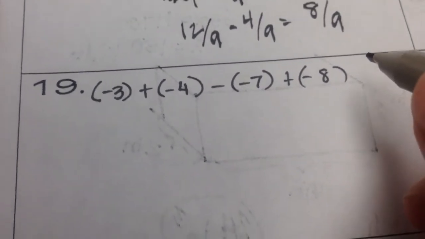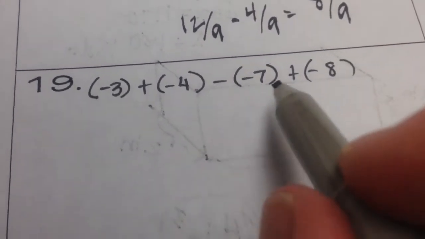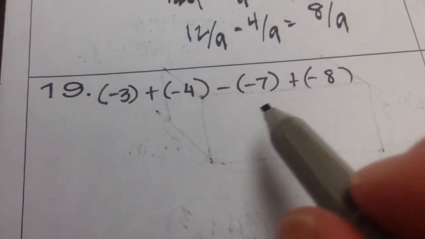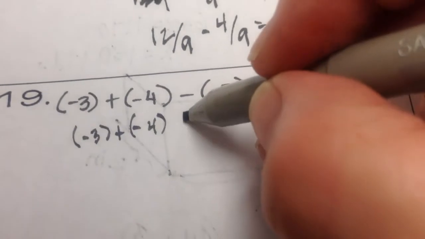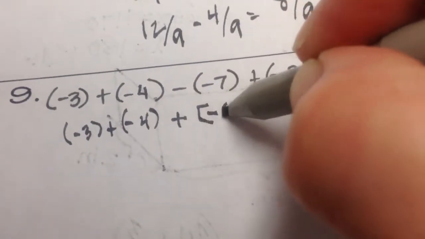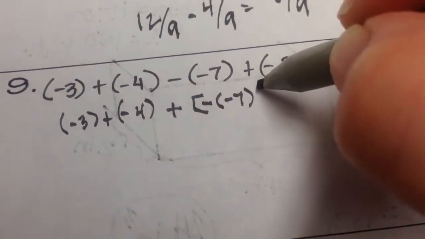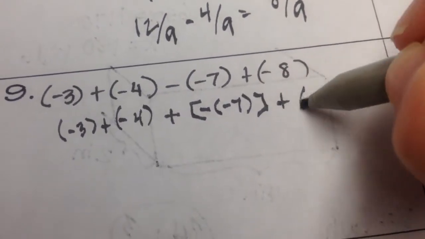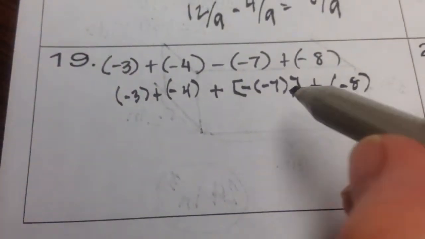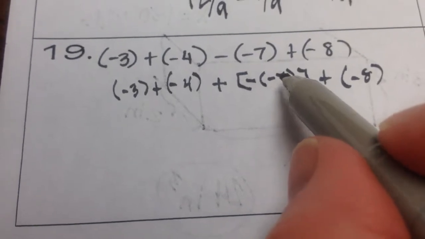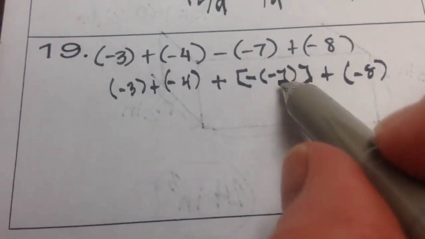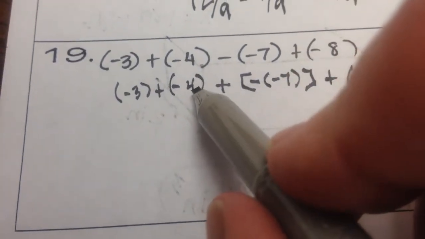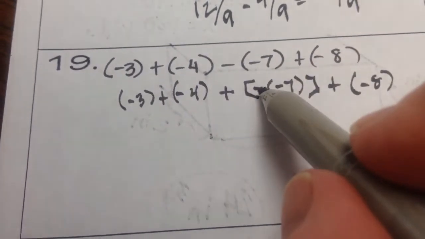Number 19. I want you to write this in algebraic additions. We're going to get rid of this double negative. We're going to say, all right, this is really -3 plus -4 plus the opposite of -7 plus -8. All right, so the opposite of -7 is going to be +7. So you know what? This is +7. This is going to be -7. -7 plus +7 is 0.